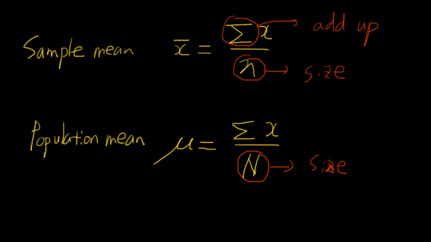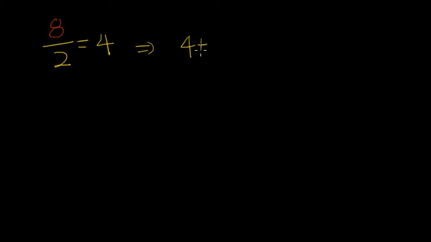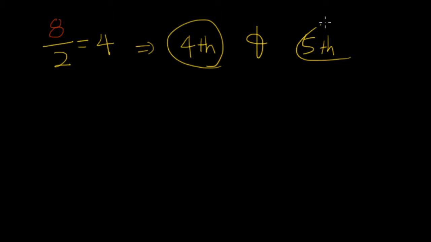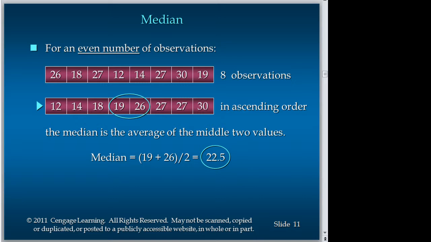Let's see. So we divide, let me pull this one up a little bit. We divide 8 by 2, which becomes 4. So we pick the fourth number, and we also pick the one bigger than this, the fifth number, right? We pick these two. So if we go back to the PowerPoint slide, if there were 8 observations, 8 divided by 2 is 4. So we picked the fourth one and the fifth one. These two are going to be the middle two.